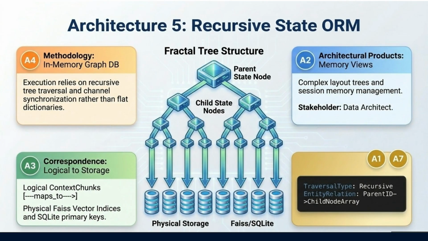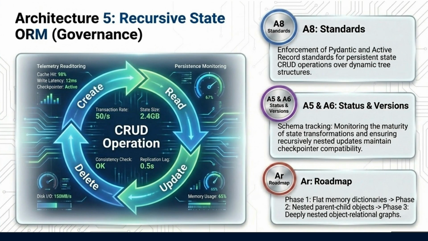Architecture 5, Recursive State ORM, uses an in-memory graph DB. Execution relies on recursive tree traversal and channel synchronization. Correspondence links logical context chunks to physical FAISS or SQL storage. Governance for Recursive State ORM enforces standards for persistent CRUD operations. The roadmap progresses from flat memory dictionaries to deeply nested object relational graphs.